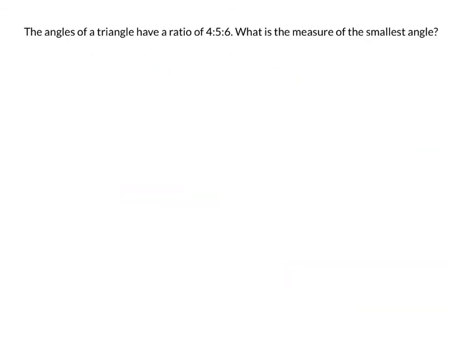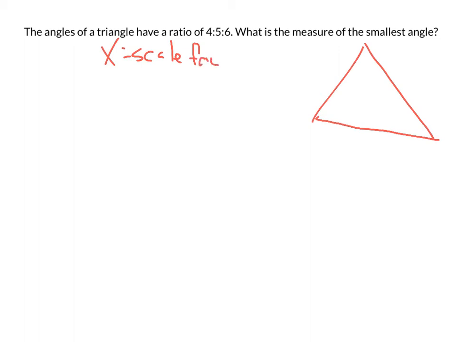In this one, we're talking about the angles of a triangle. Now these have a ratio of 4 to 5 to 6. So the measure of the smallest angle is what we want. Now if I draw just a rough sketch here, and again, I'm going to set X to be my scale factor. Then the smallest angle is going to be 4 times X degrees. The middle angle will be 5 times X degrees, and the biggest angle will be 6 times X degrees.